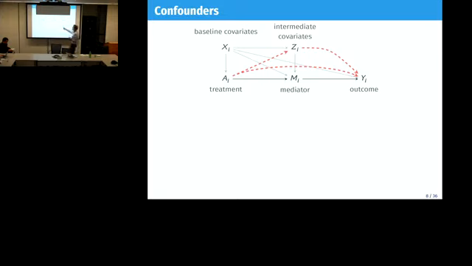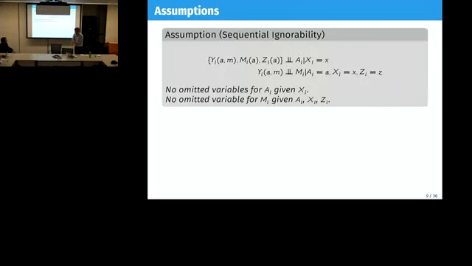So these are going to be the sets, just notationally, the different kinds of confounders, and so what are the assumptions that we're going to have to make in order to be able to estimate any quantities of interest in this case. I'm going to make two fundamental assumptions. The first is what's called sequential ignorability, which is up here in math, but I think it's much simpler to think about in terms of two separate no omitted variables assumptions.